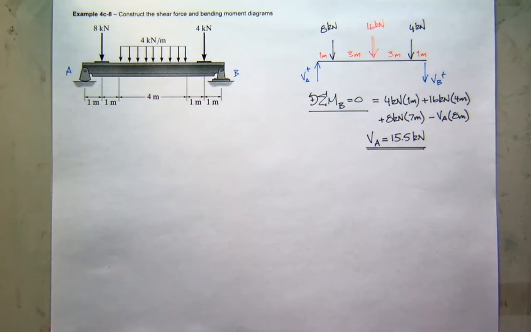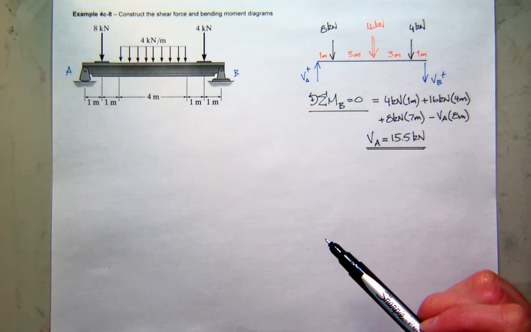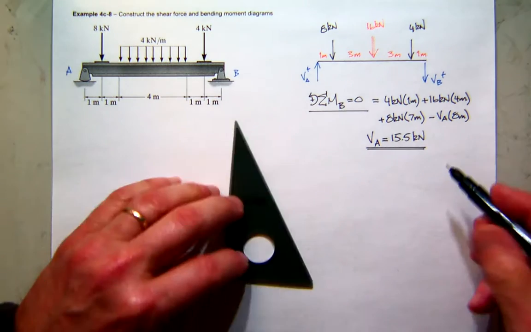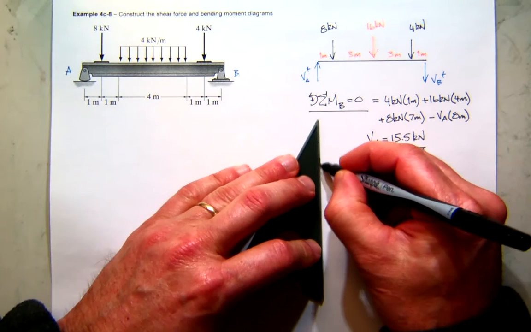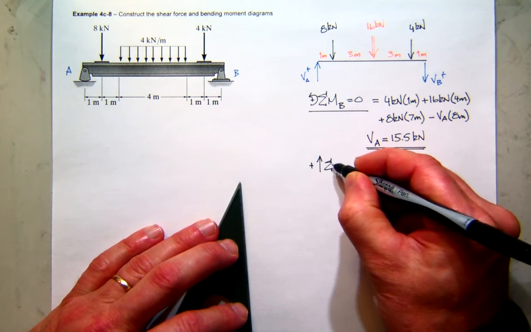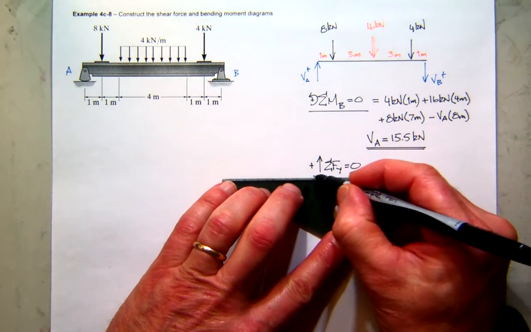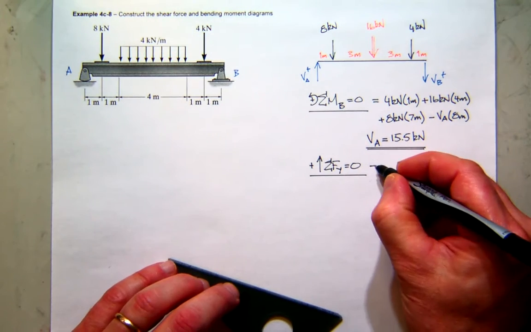It came out positive, so the shear at A is positive. So how do we find the shear at B? You could sum moments at A if you like, but I think I'm going to go an easier route and just sum my forces in the y direction. I'm going to assume up is positive.